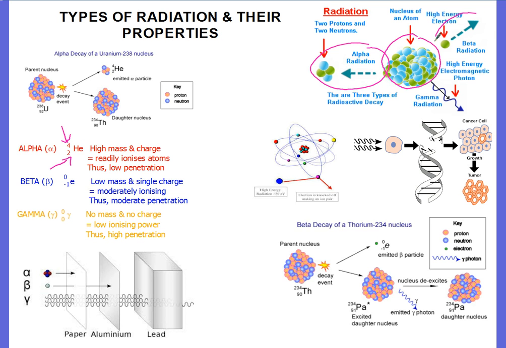The next type is beta radiation. It's a high-speed electron coming out of the nucleus of an unstable isotope. It's an electron, so its symbol is e. It's effectively got no mass, and it's got a charge of -1, hence its symbol is 0, -1e.